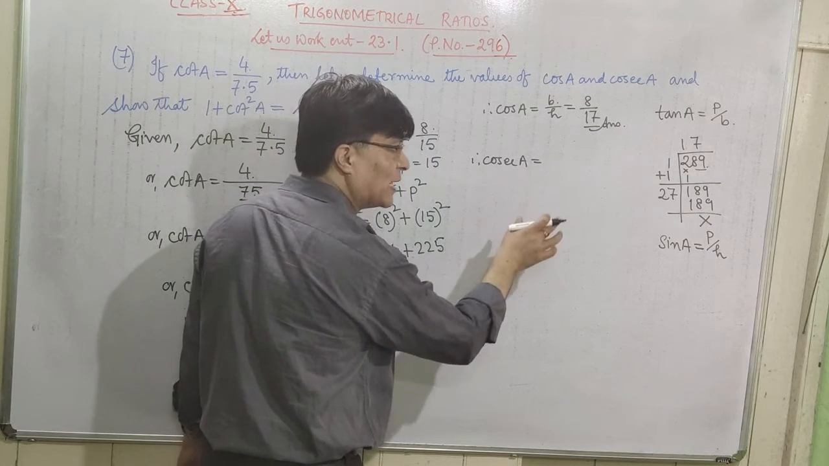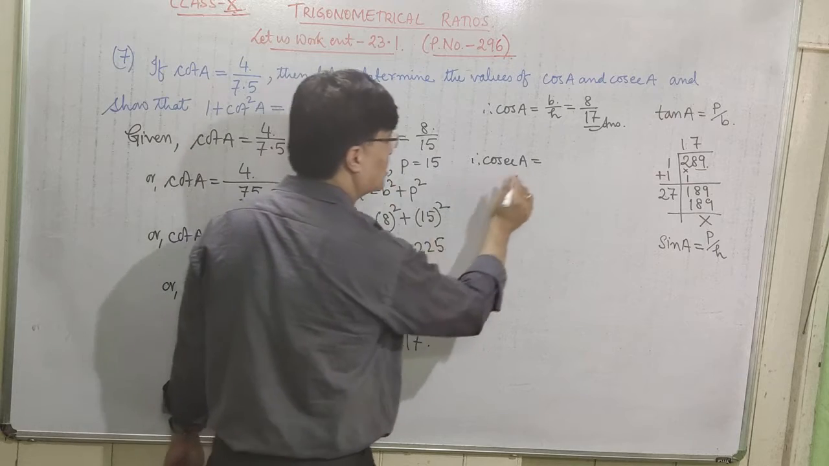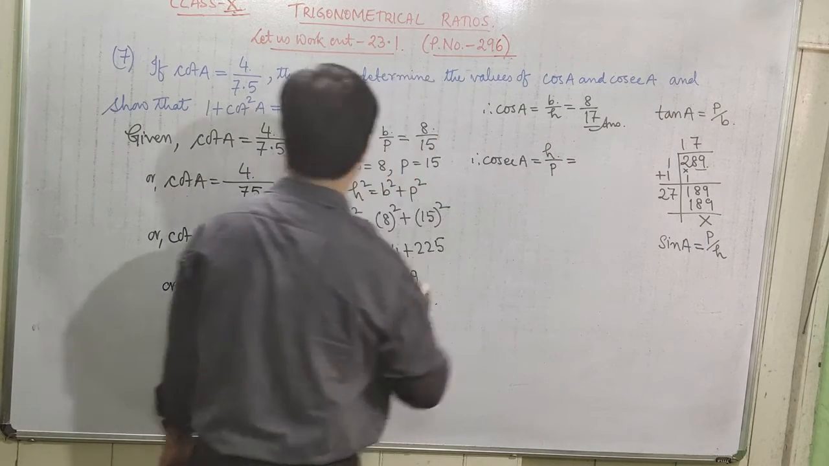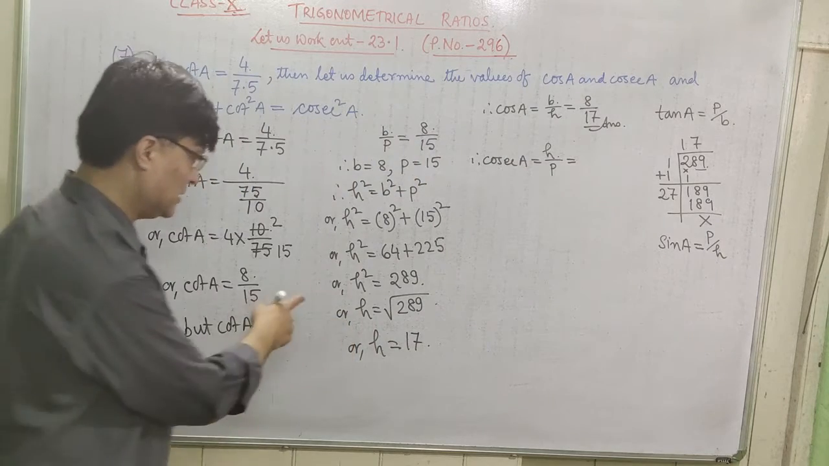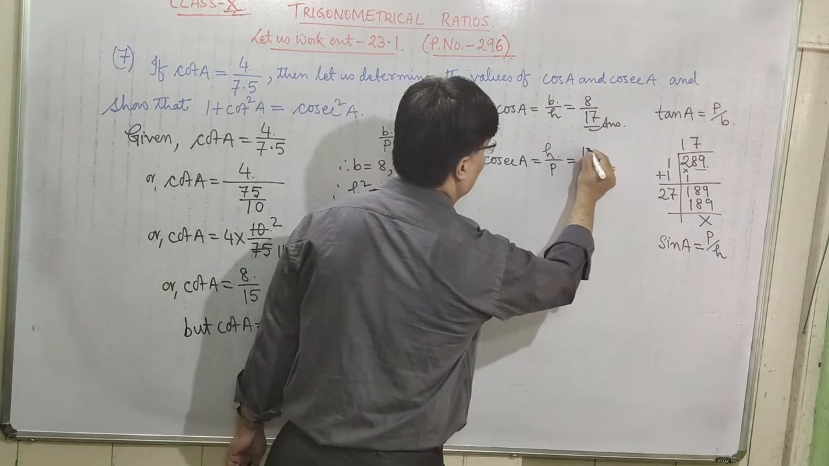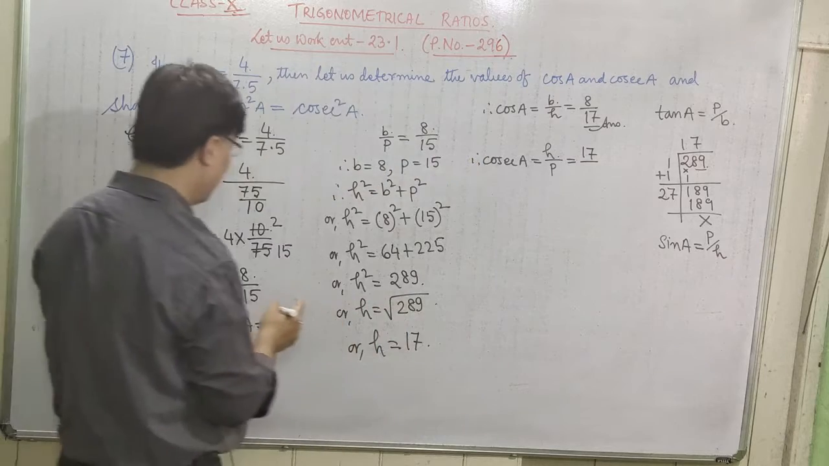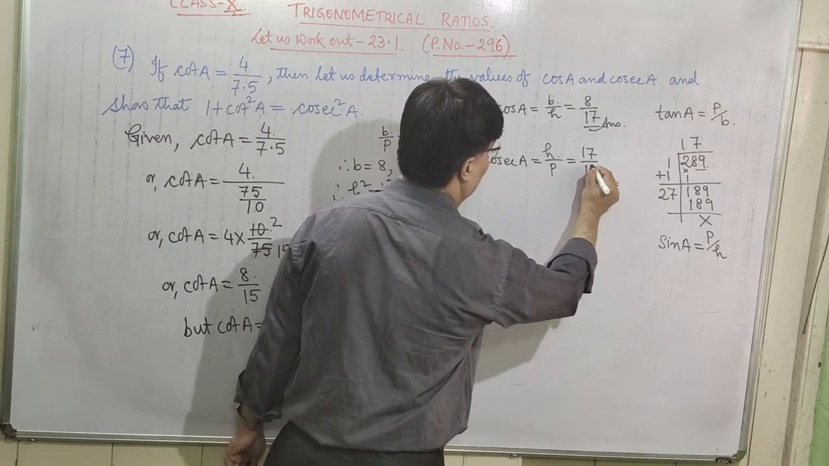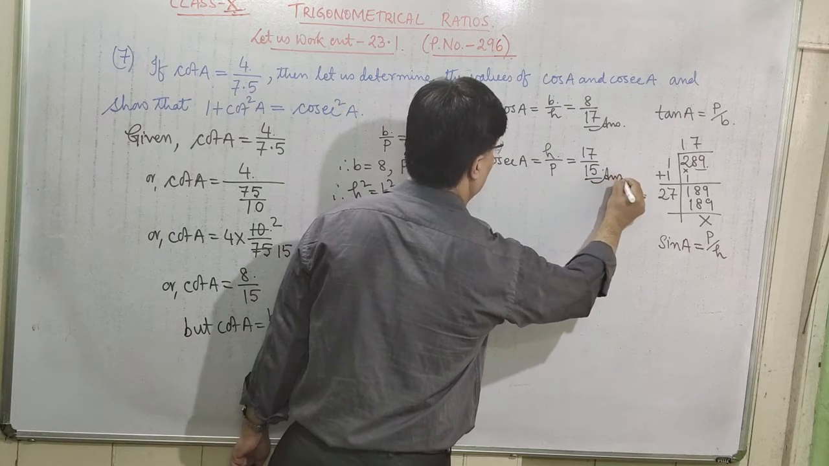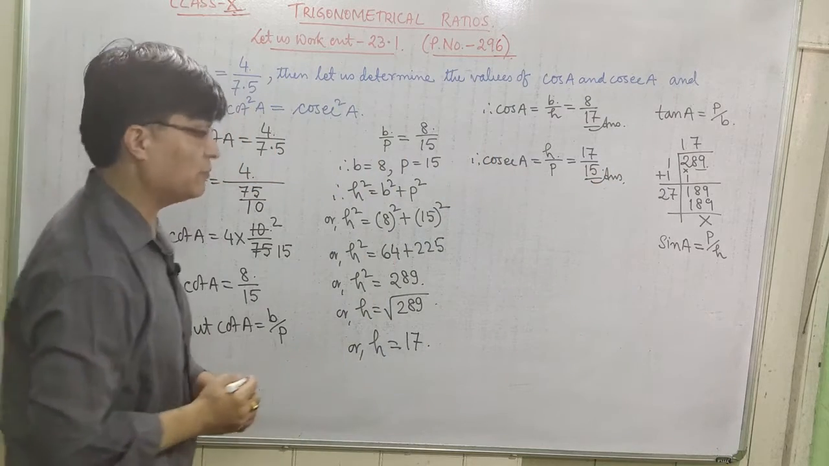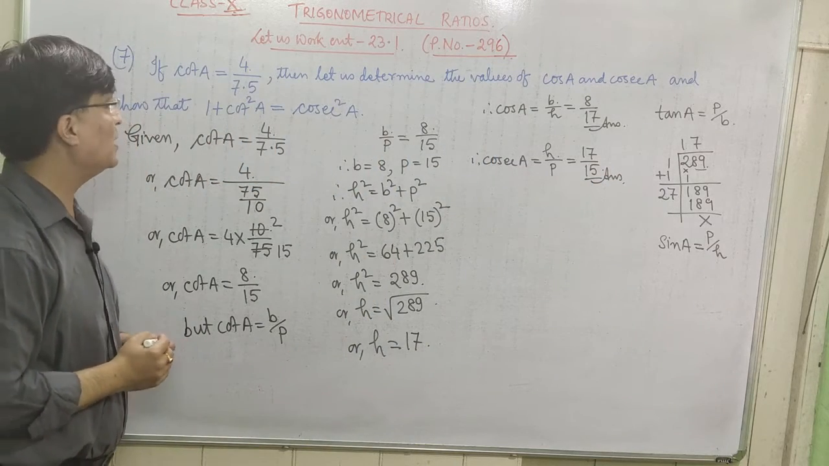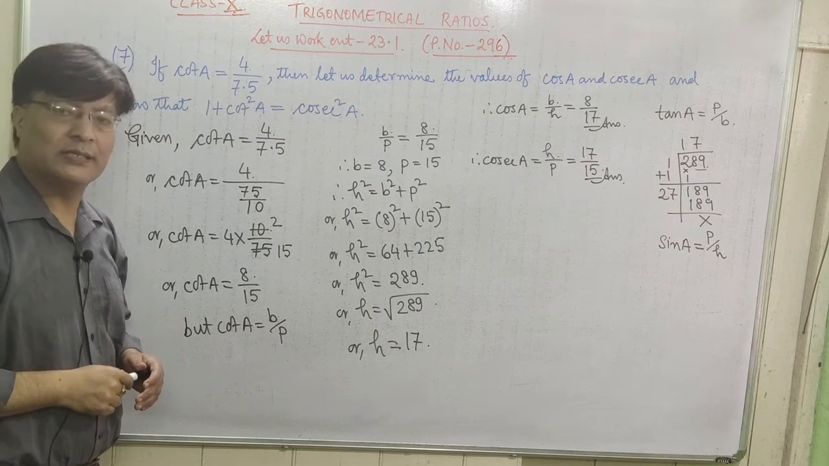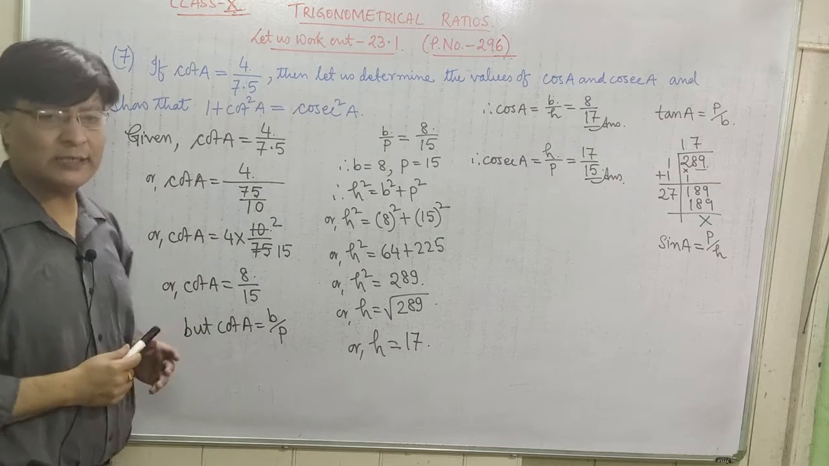That means if sin A is equal to P by H, what is cosec A? It is H by P, which is equal to, what is H here? H is 17, divided by P, which is 15. So we have got cosec A is equal to 17 upon 15. Is that clear? So now the first part is done.